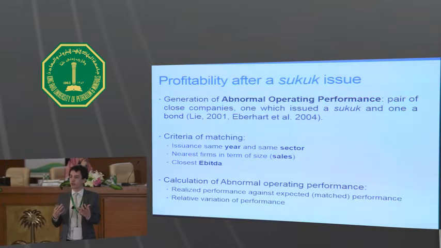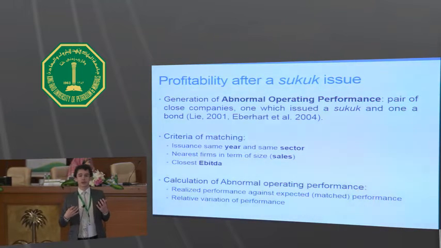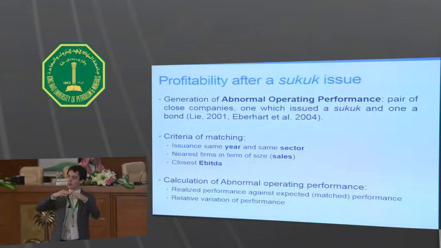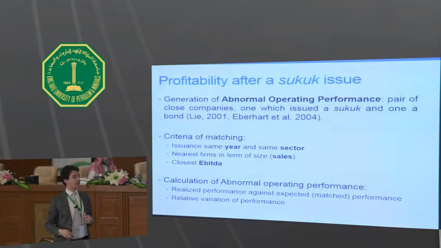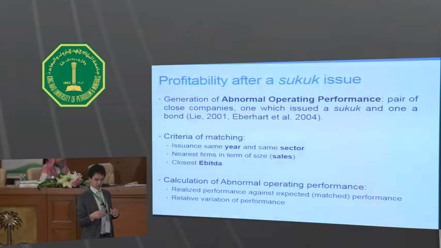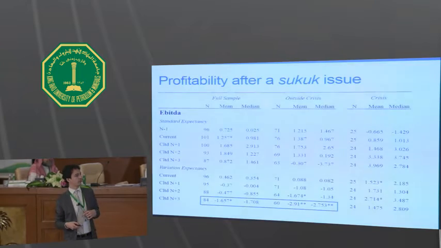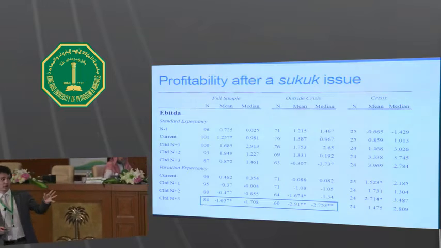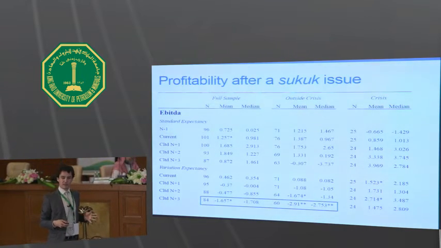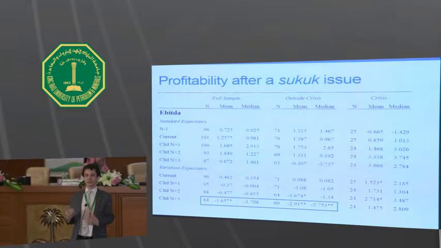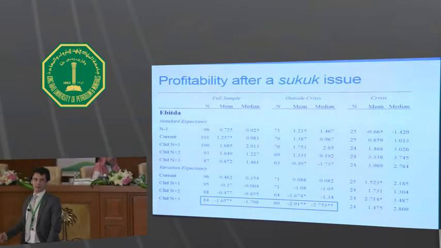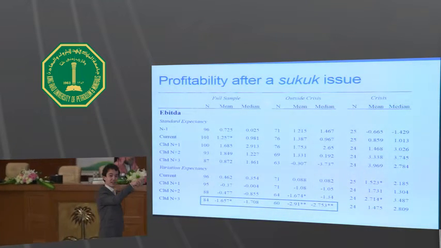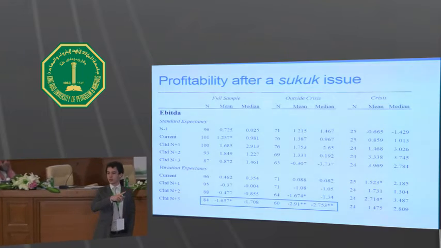So the expected performance you may have as a sukuk issuer is the variation of the performance of your matched bond issuer. So just to look at both the level and the trend of the performances of both sukuk and bond issuers. Okay. So if you look at profitability using EBITDA, what is striking here? There are no differences. But if you think about it, when you get this type of result, you say, crap, I don't have any significant results, I cannot publish it. But if you look at it actually, it's perfectly logical.